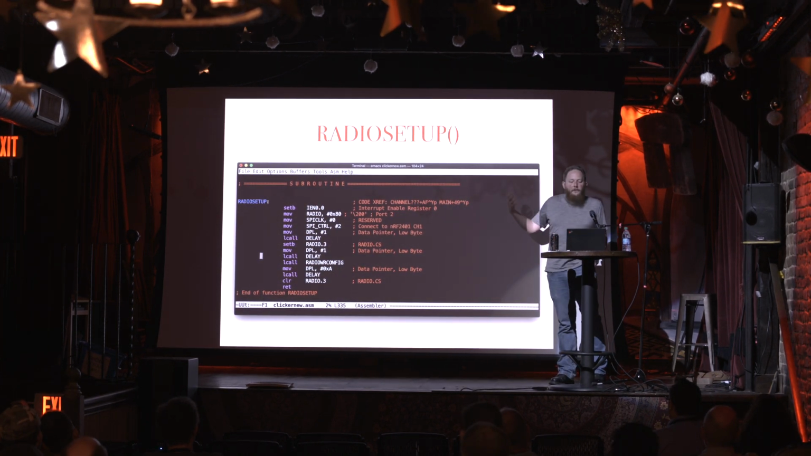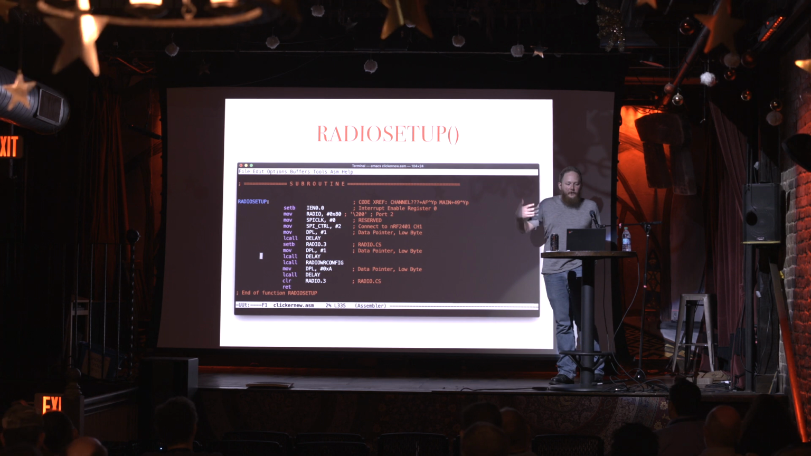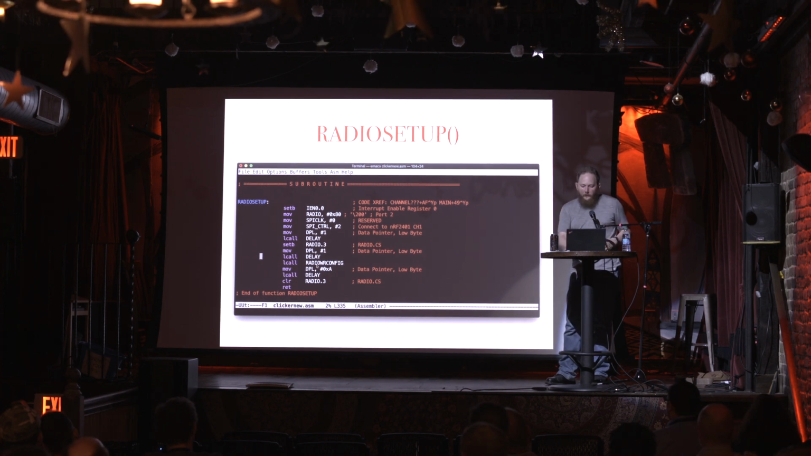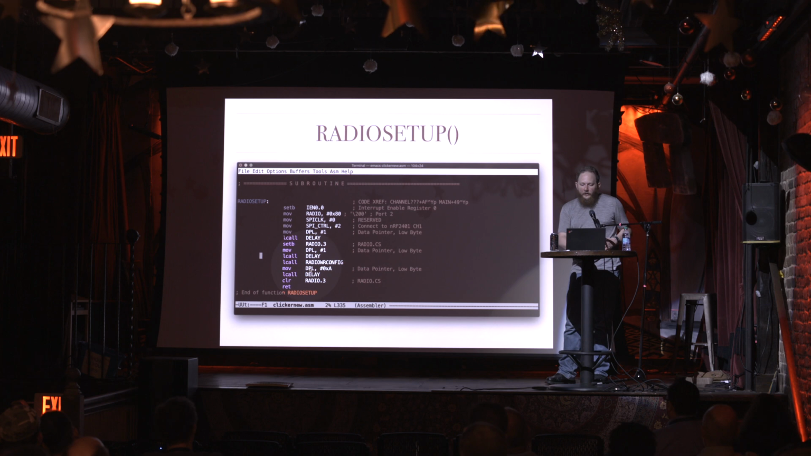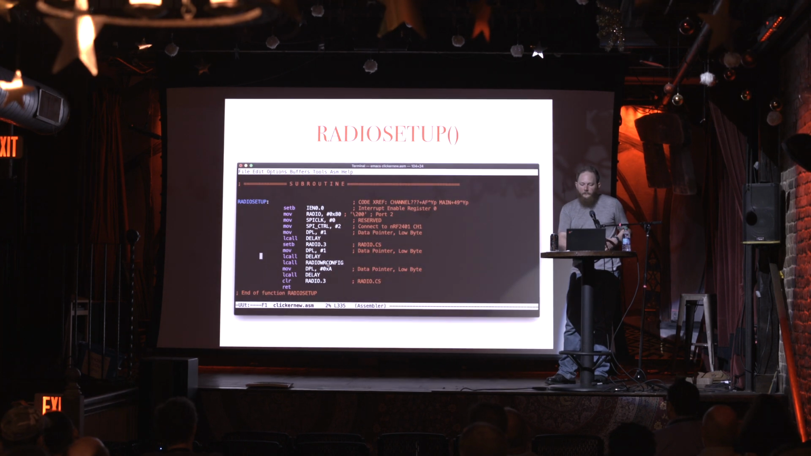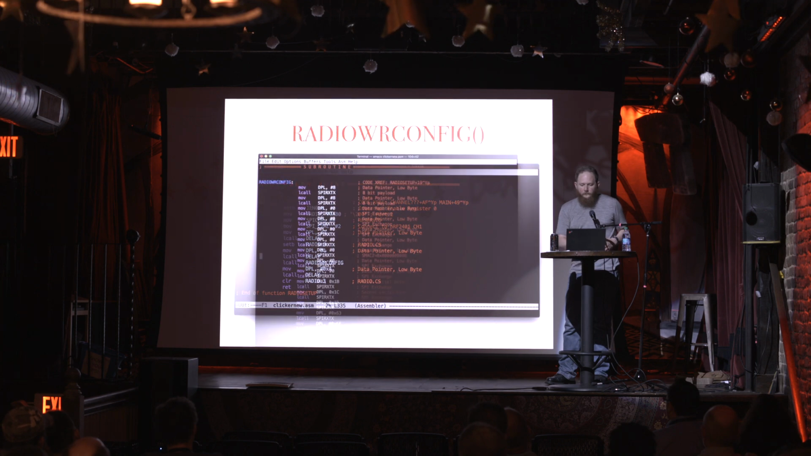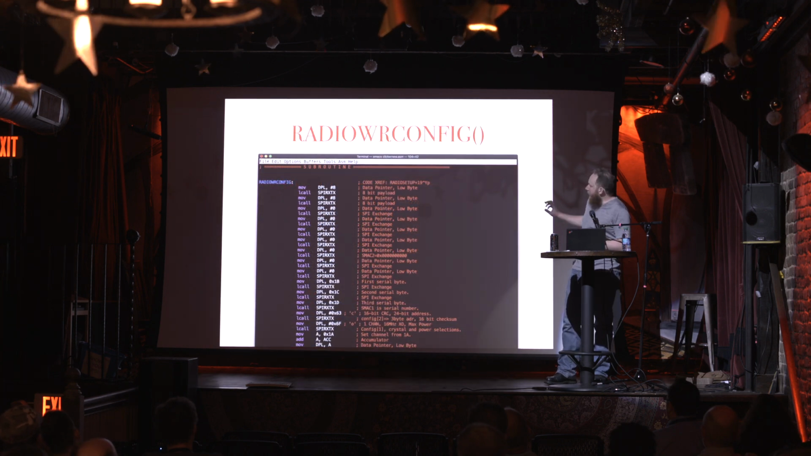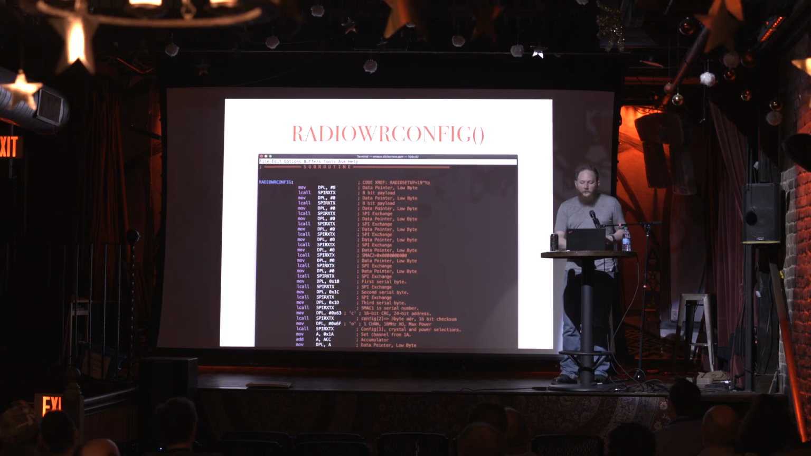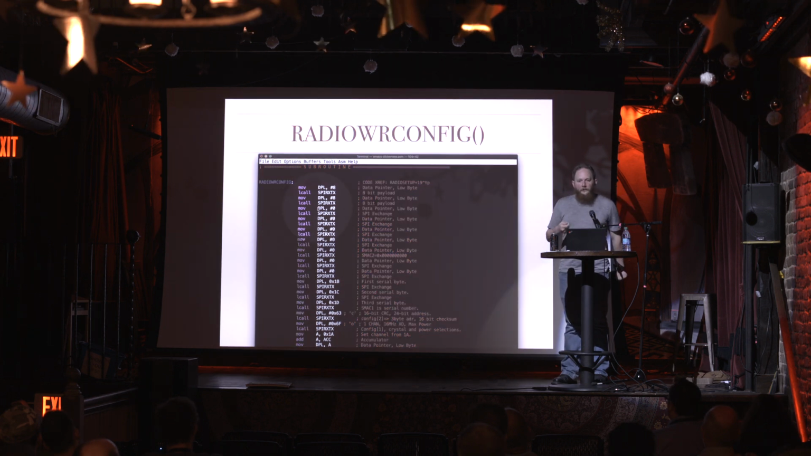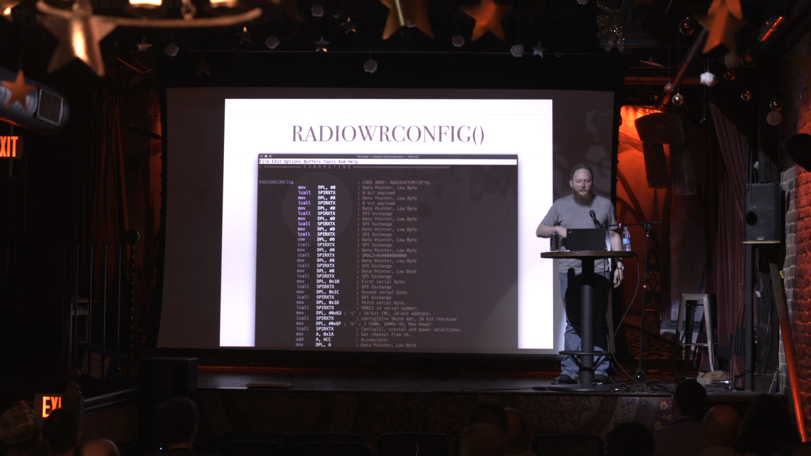And then we can identify this code and see how the radio is being set up. So we see the calls being made, and we see that it's calling this function here, radio WR config. And if we jump to that, we can see that this is really sloppy code. Instead of running through like a buffer, they're just calling the function 30 times in a row.